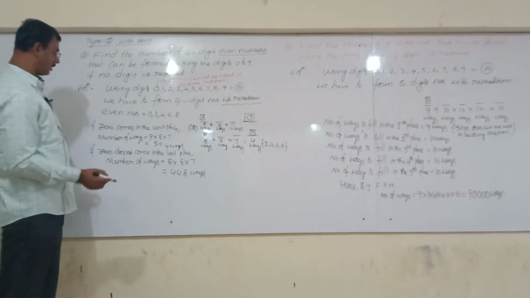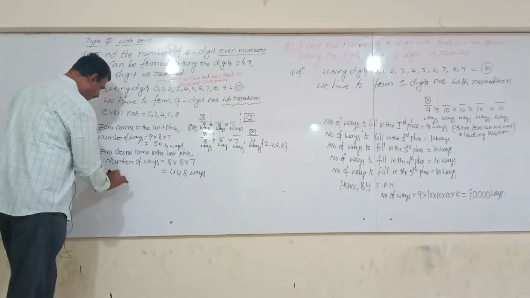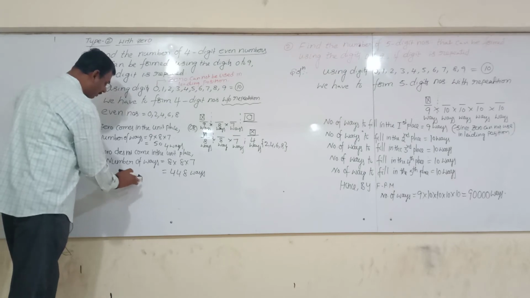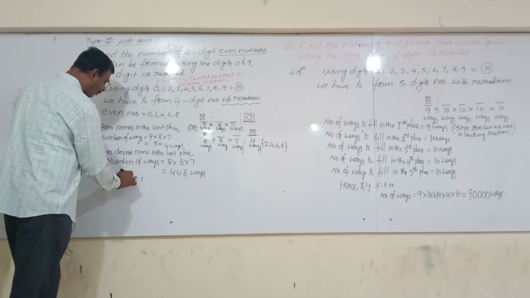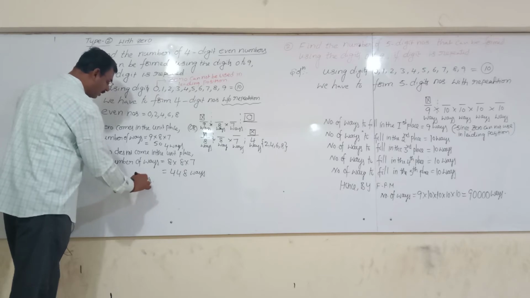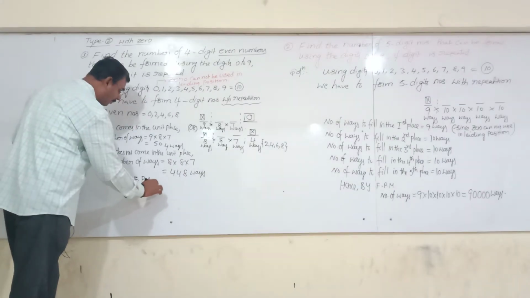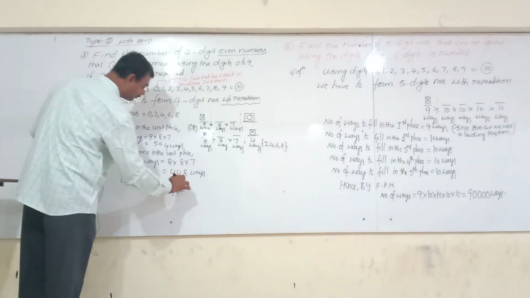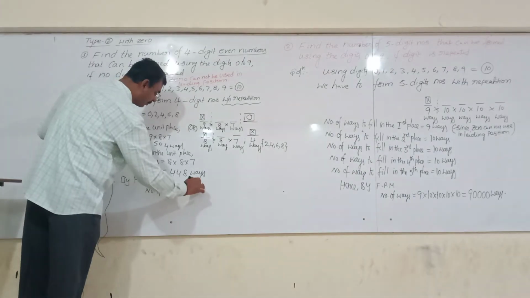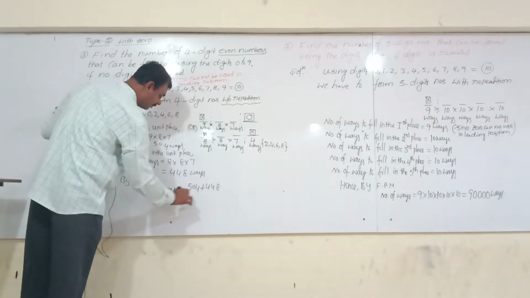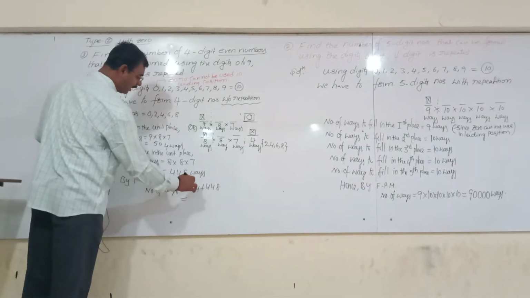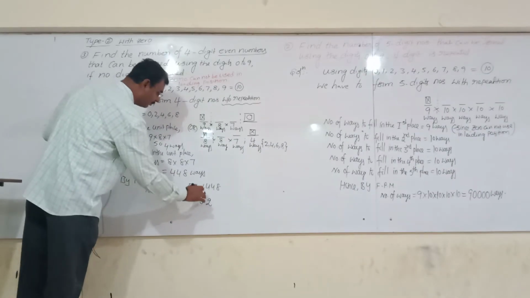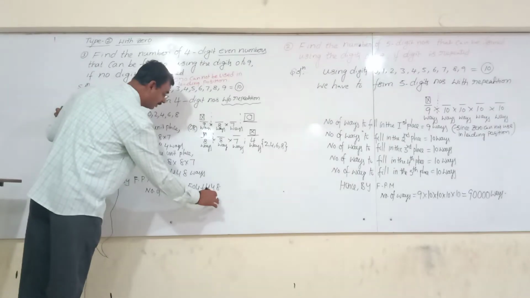So 448 ways. By the fundamental principle of addition, the total number of ways is equal to 504 plus 448. This is equal to 8 plus 4, 12, 1 carry, 5, 9. So 952 ways.